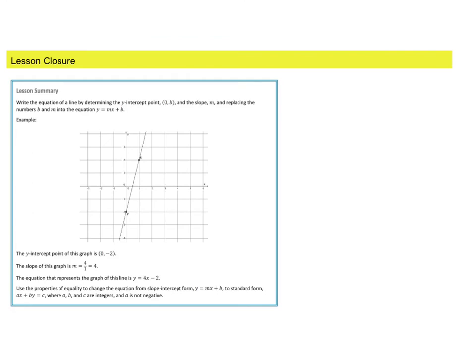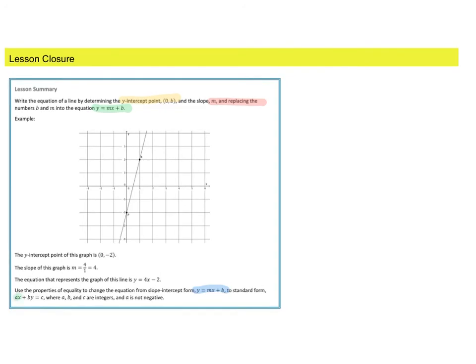All right, to close out the lesson today, we were able to write the equation of our line by finding our y-intercept and our slope, and replacing the y and the m in our equation to write y equals mx plus b. So that was the first part of our lesson. From there, we were able to take our equation that was written in slope-intercept form, y equals mx plus b, and use properties of equality to turn it into standard form, ax plus by equals c. We just rearranged it, and we wanted to make sure always that a was non-negative, which was a super easy fix. So that is what we've done today.